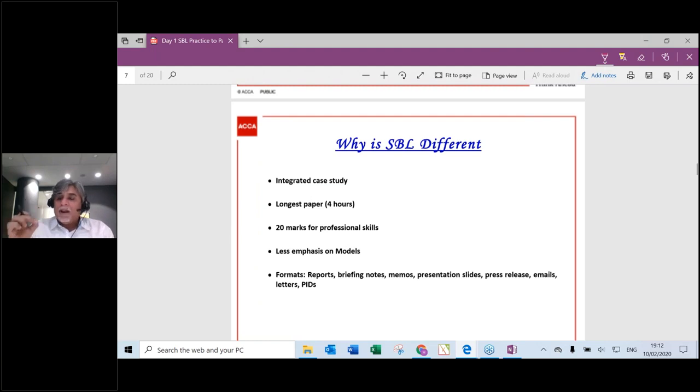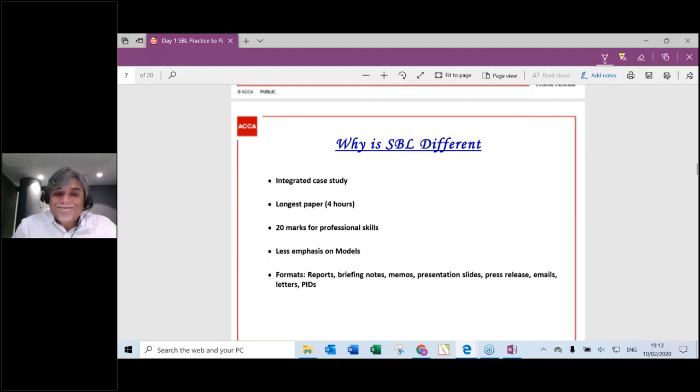And this is where I need to train you guys how to handle the last hour, because the last hour is kind of make or break, it all depends on your performance in the last hour. So we need to build that stamina, mental stamina, physical stamina, so that in the fourth hour we are equally able to focus and concentrate and we do not give up. Okay, this is where SBL is different from other papers.